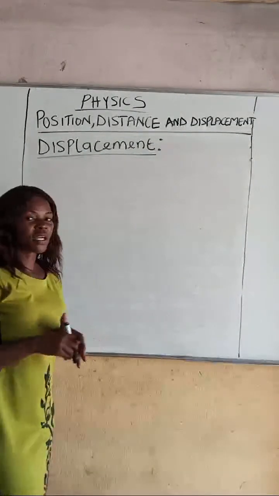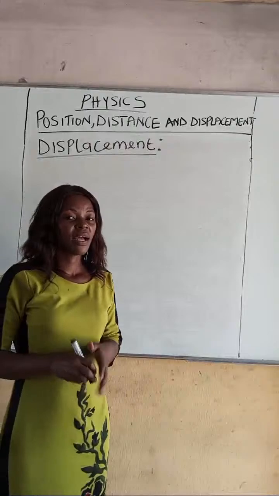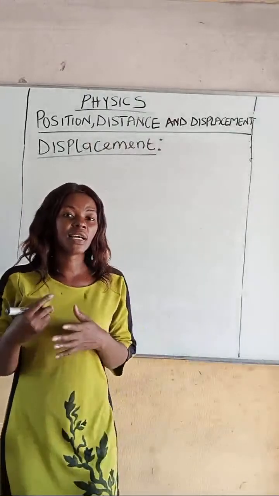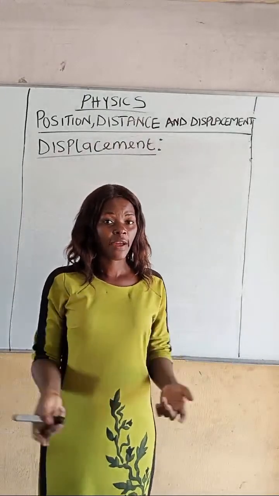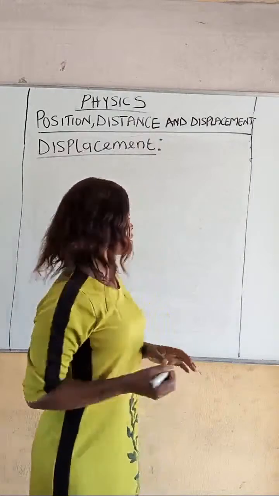Okay, the next thing we are going to look at now is displacement. Displacement is defined as the distance covered in a specified direction. So what do I mean? Let us state it clearly.